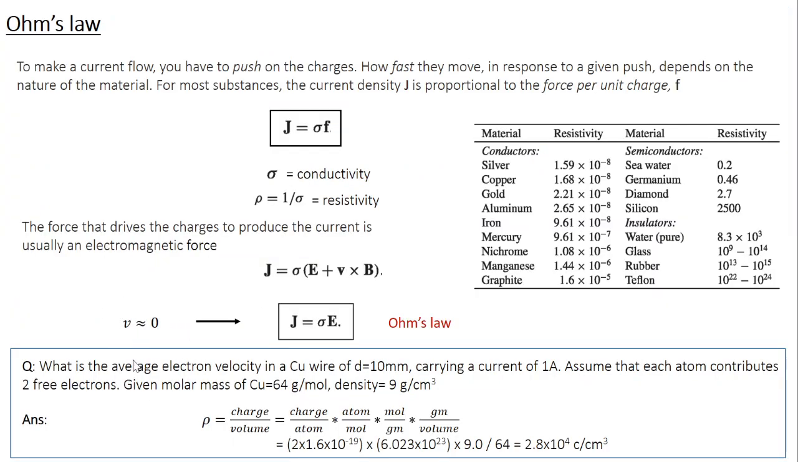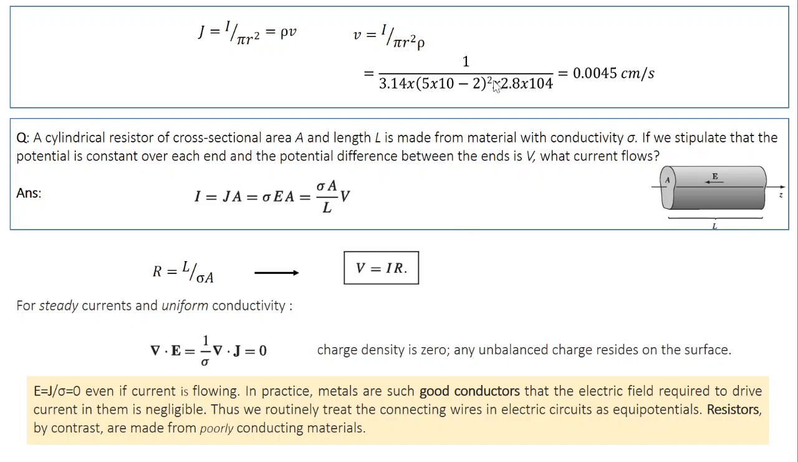So this is the reason why I assume that velocity is almost 0 in this derivation. You may still be wondering, if the velocity is very low, then how are we seeing an instant response when you put on the circuit? We'll come to that later. Before that, let's do one more problem.